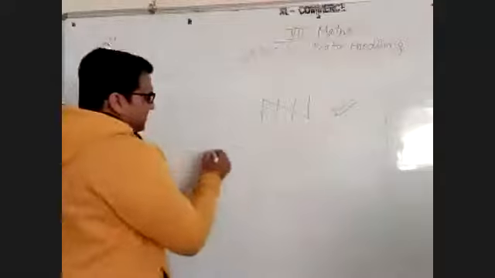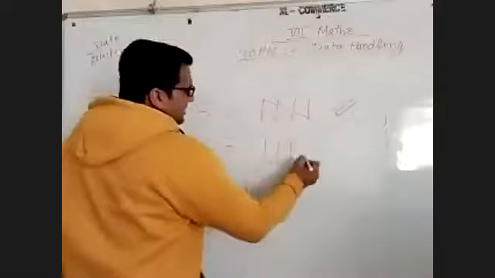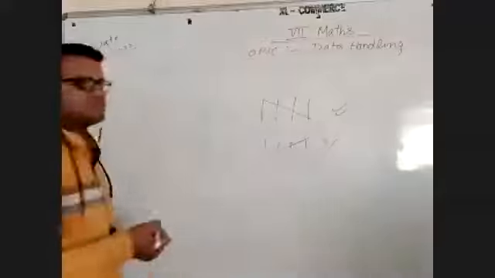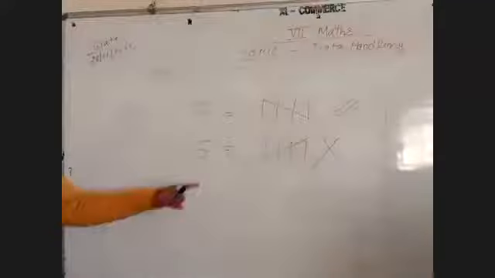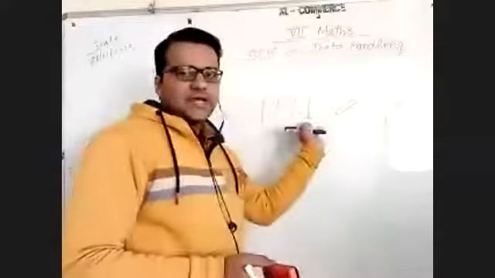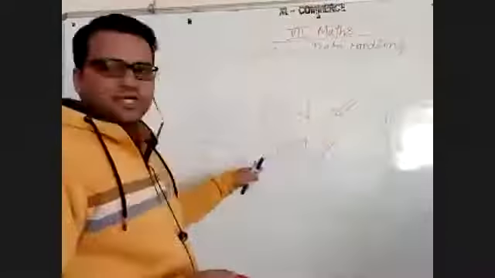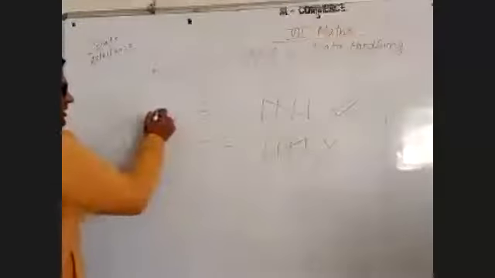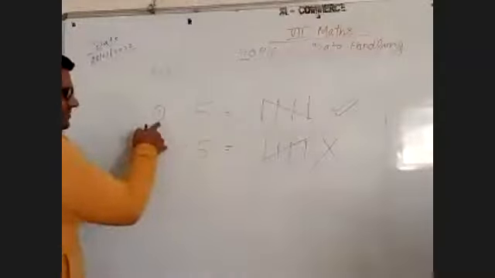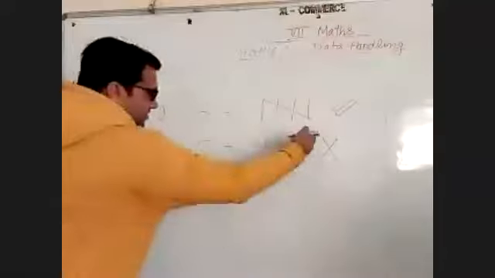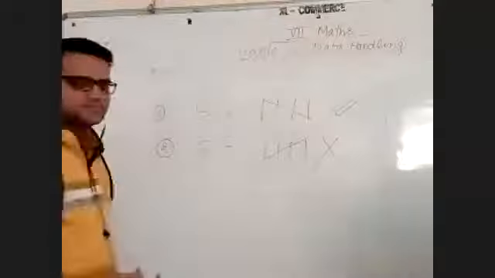Be alert while writing this form. If you are writing this form, this is the wrong representation. While writing the tally marks, there will be a line in this diagonal. This is the wrong representation. Okay. ध्यान से देखिएगा. The first one is correct and the second representation is wrong. You cannot write in this form.